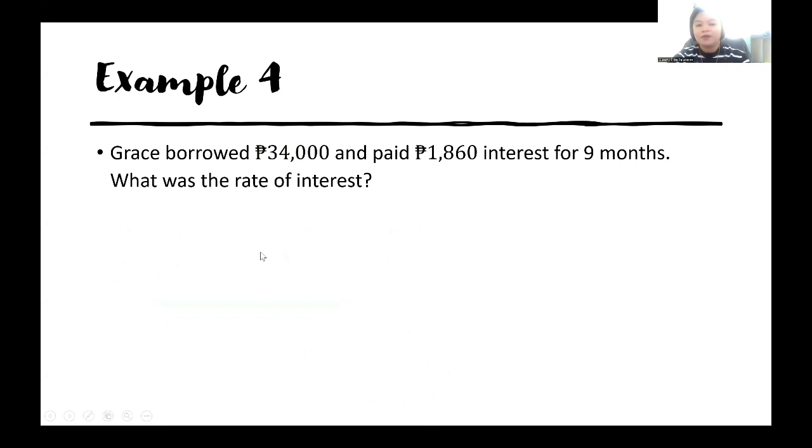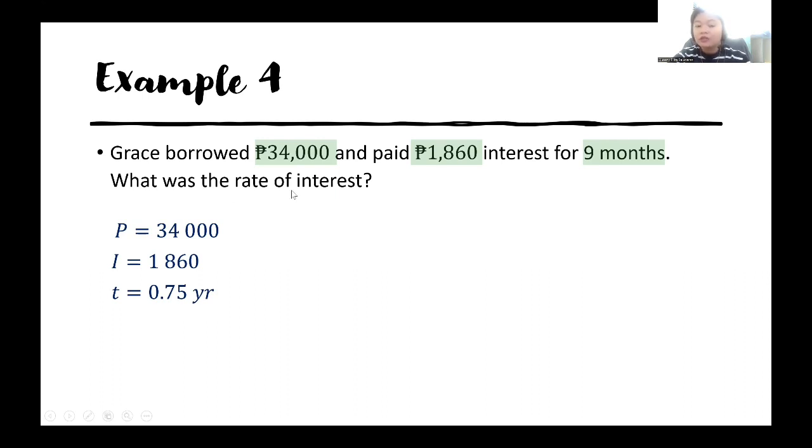Another example. Grace borrowed 34,000. This is your principal. And paid 1,860 interest. This is our interest, that's our I, for 9 months. When it's given in months, you still have to convert it to years. There are 12 months in 1 year, so divide by 12 months to get the years. That will give you 0.75 year.